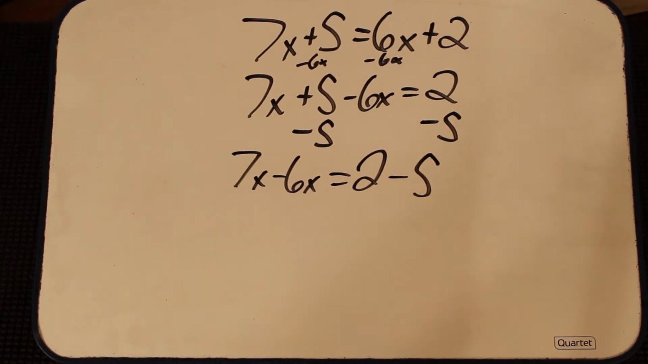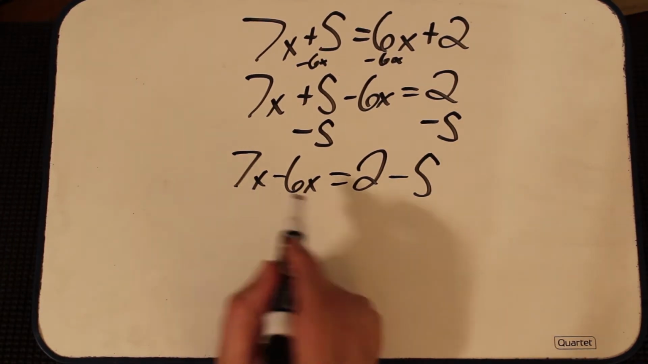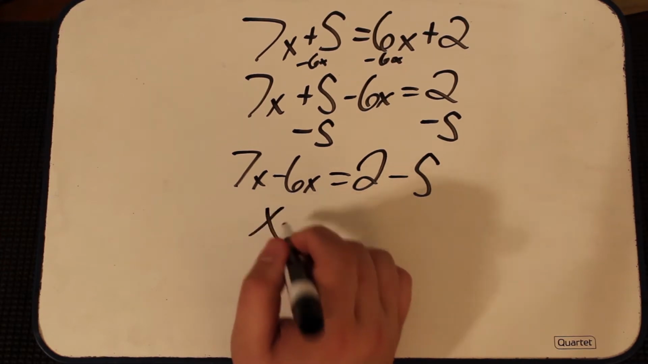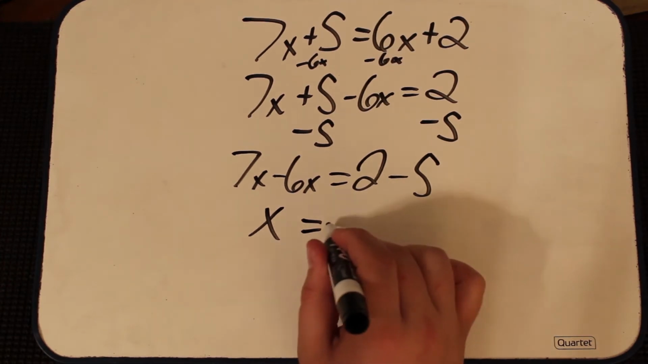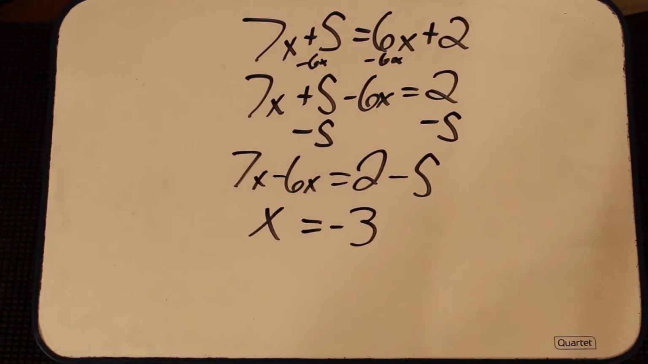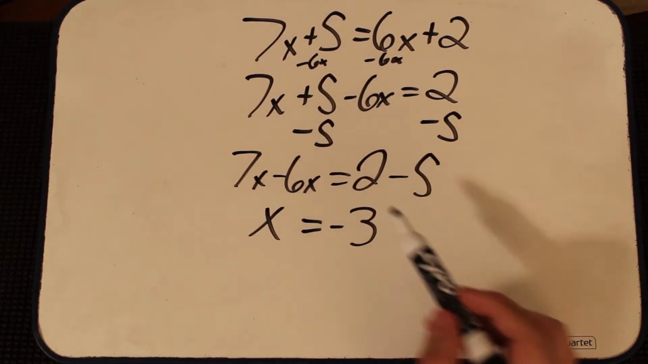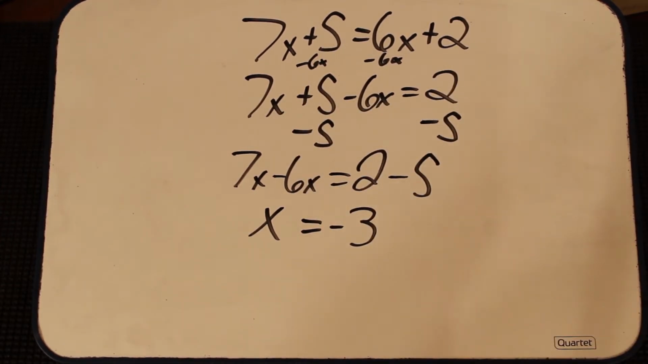Now I can combine these. So 7x minus 6x would get us just regular x, just normal x, and 2 minus 5 would get us -3. So that's what we're working with here. The general idea of having variables on either side is to get the sides to be the same type. So you want all your variables over here, all your constants over here, and then you can solve for x, or for whatever variable you have.